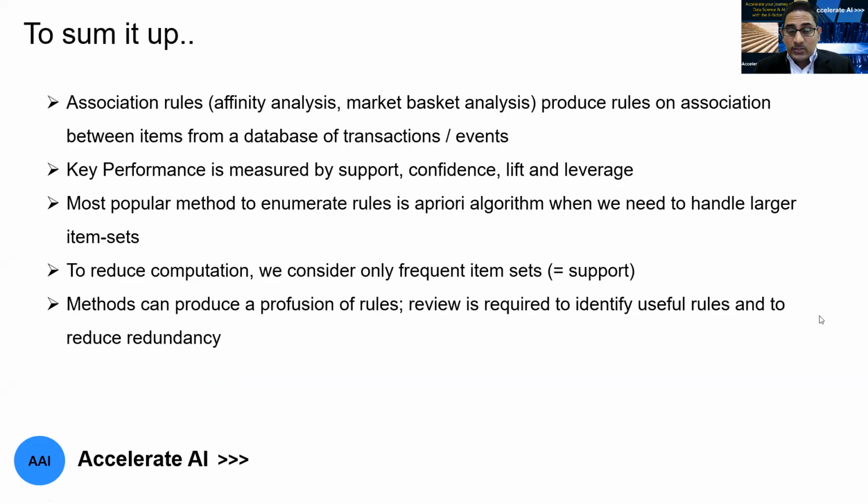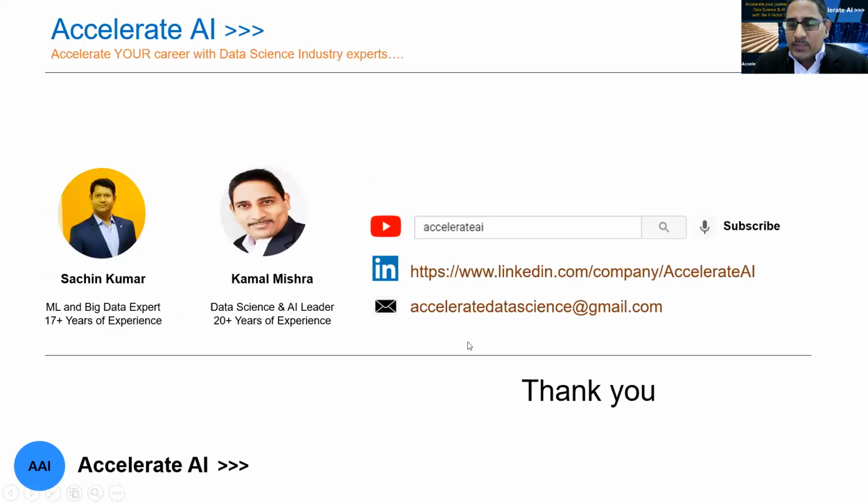This is needed to reduce the computation, because the number of item sets goes beyond 2 to the power t, where t is the number of unique items, and then it becomes very, very high, right? So that's where we use it. So that's about it. We wanted to cover association.